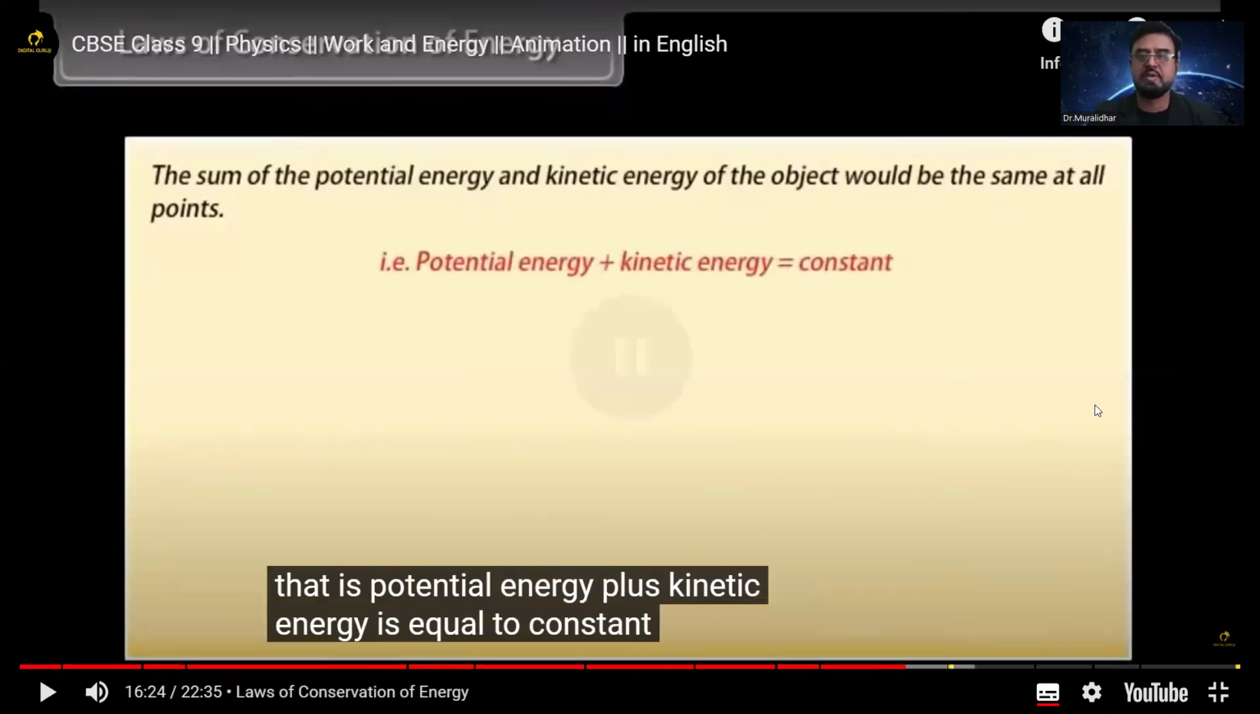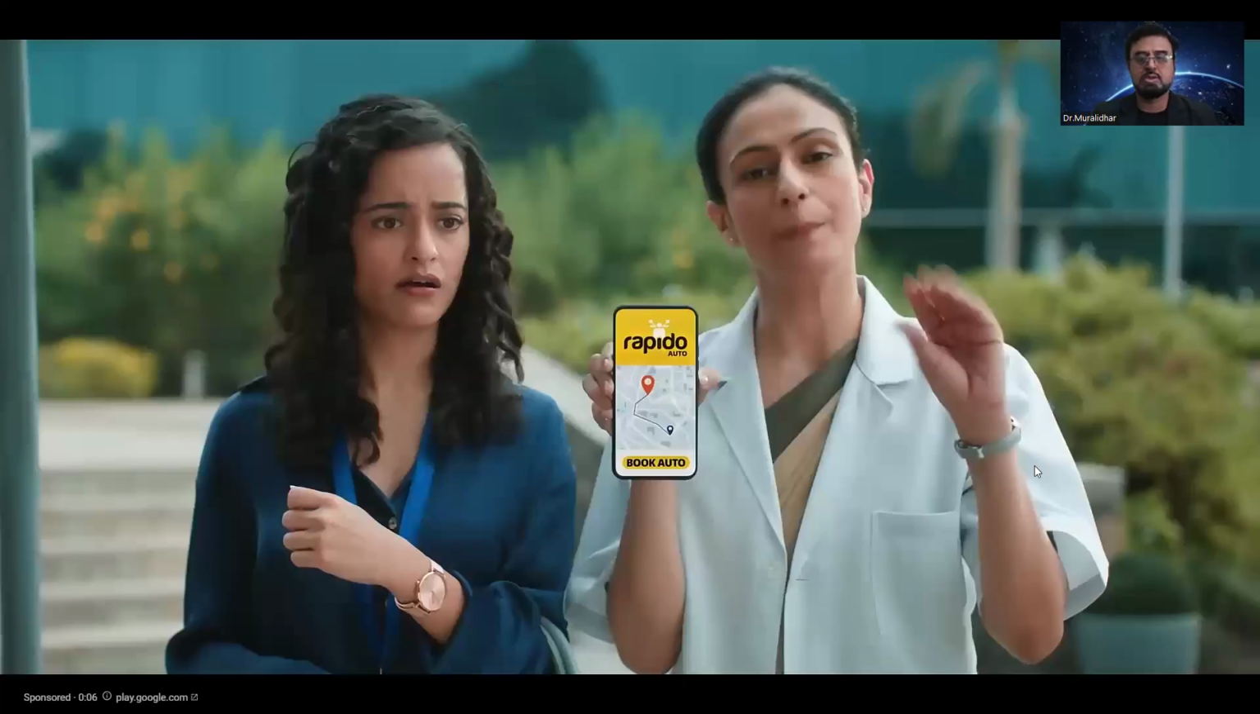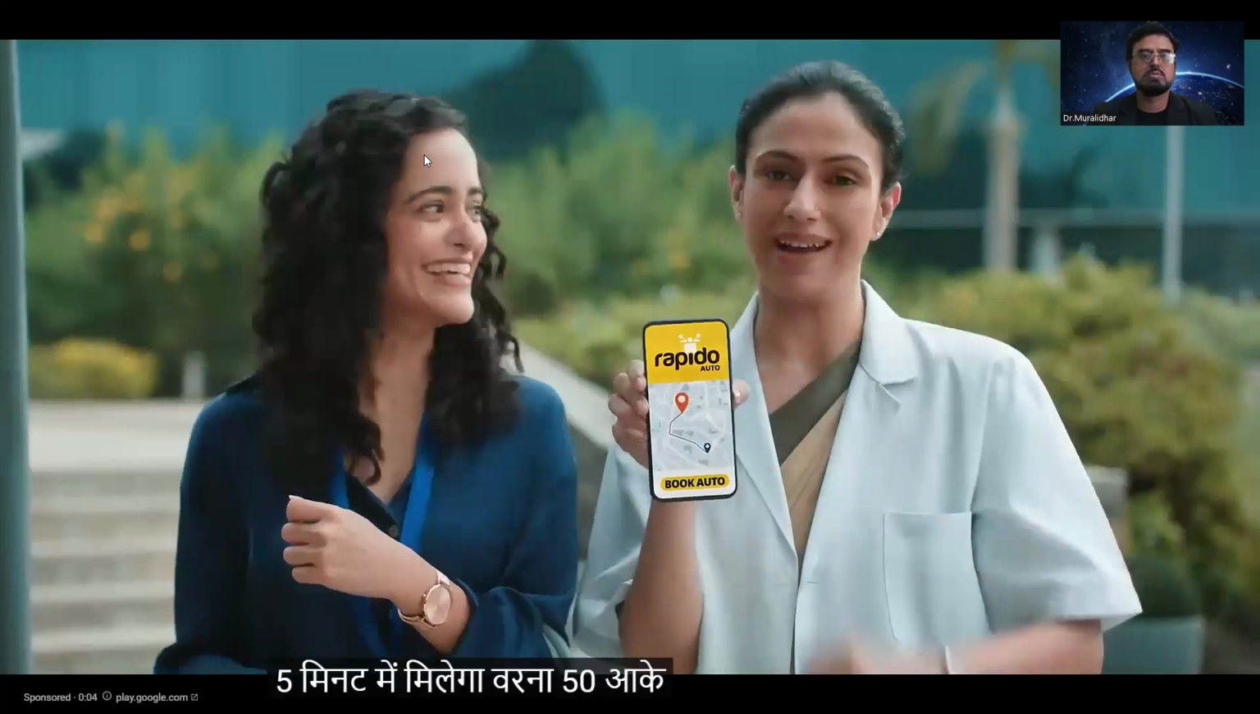Okay, anyway, there's a big one there. I don't think so. It comes to the PowerPoint. Anything, you will get it in 5 minutes, otherwise 50 rupees for you. Just a minute.